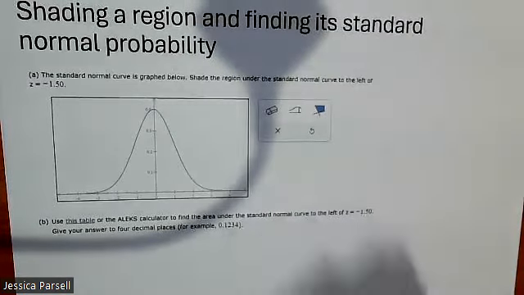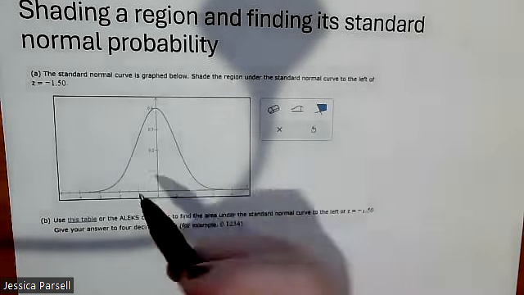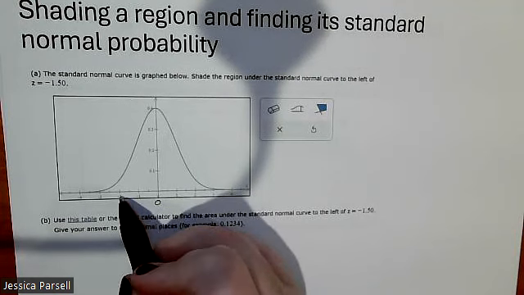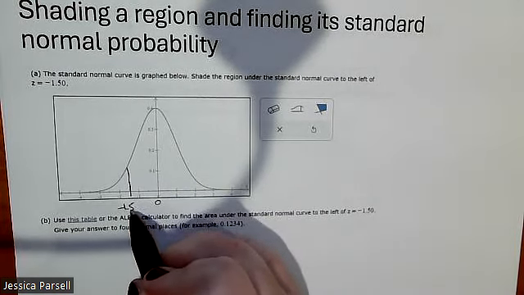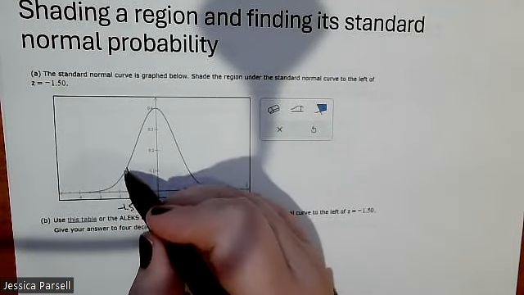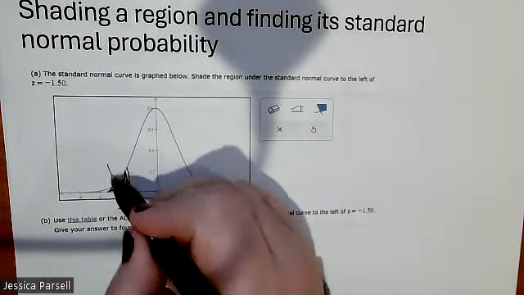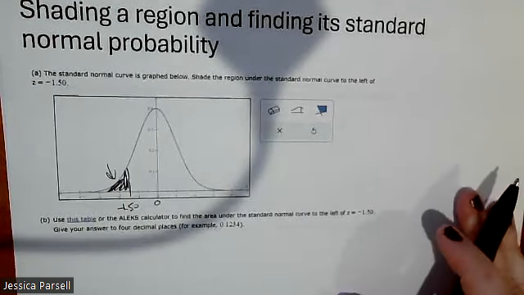Okay, the standard normal curve is graphed below. Shade the region under the standard normal curve to the left of z equals negative 1.50. Okay, so here's 0, negative 1, negative 2. So right here is negative 1.50. And they want everything to the left, which is great because that's how the charts work. They give you area to the left of the z-score.